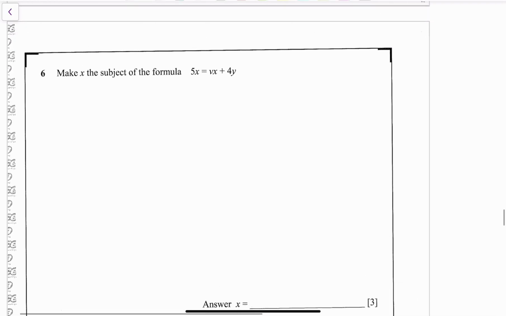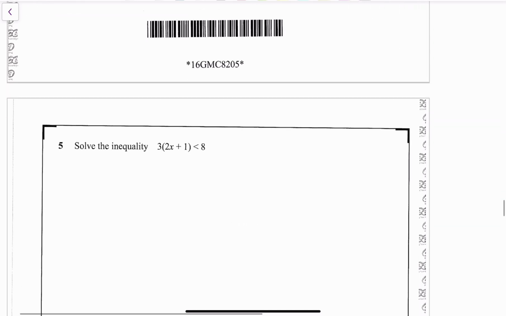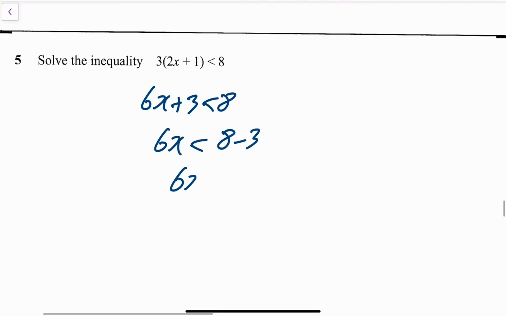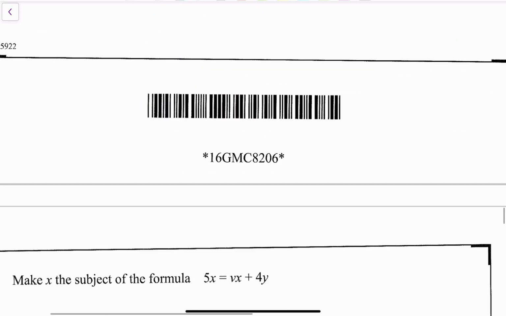Next one, lovely little inequality one. Oh, I've missed one. Lovely little inequality question. Just multiply it out. You'll have 6x plus 3 is less than 8. 6x then is less than 8 minus 3. 6x is less than 5. X is less than 5 over 6. That's all you can do.